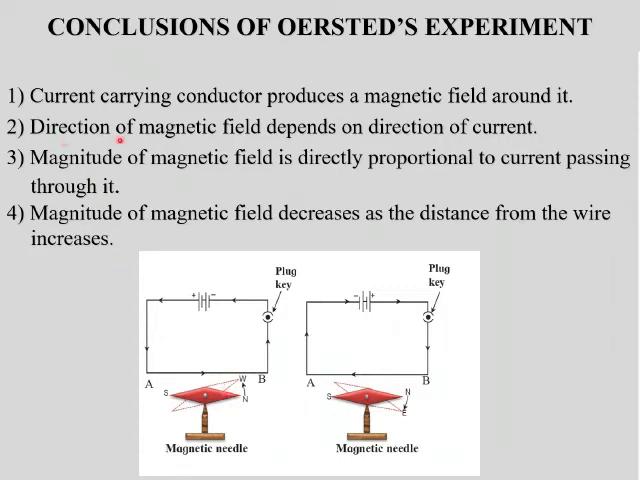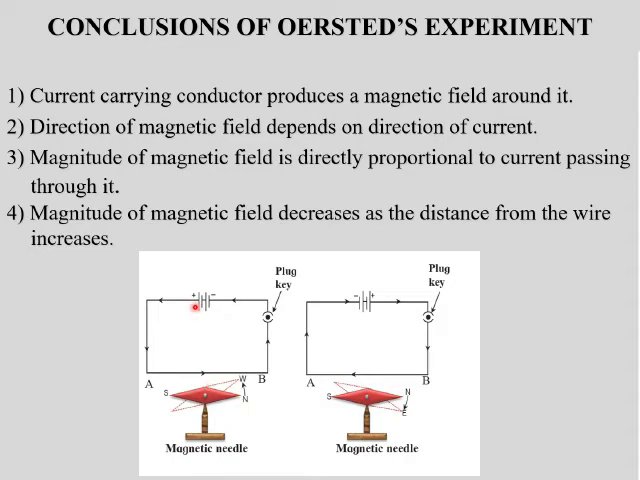Second conclusion: direction of magnetic field depends on direction of current. So this also we observed, that is, the direction of the magnetic field changes if the direction of the current is reversed. And this is evident from the deflection of the magnetic needle.